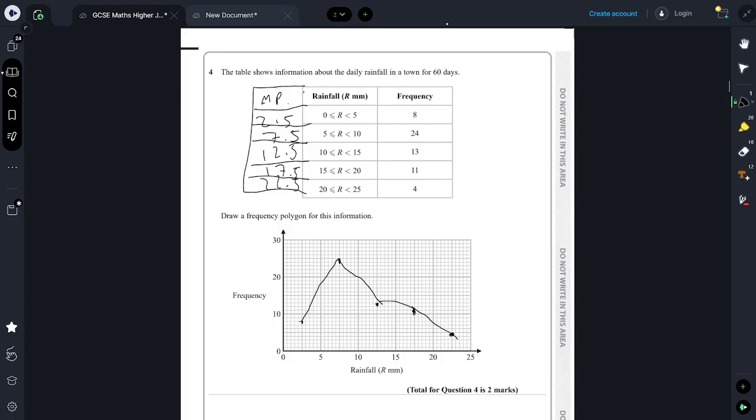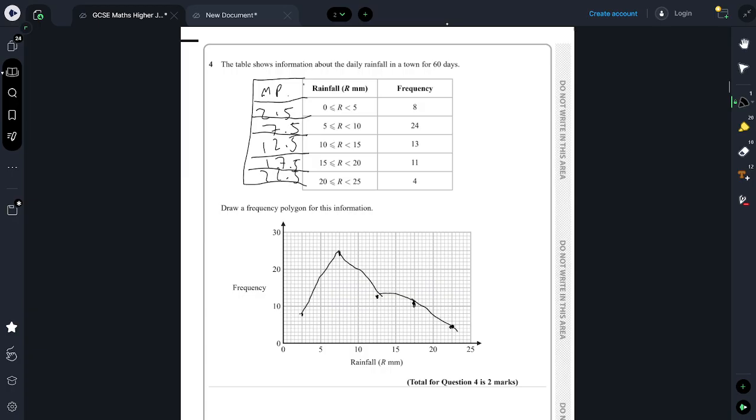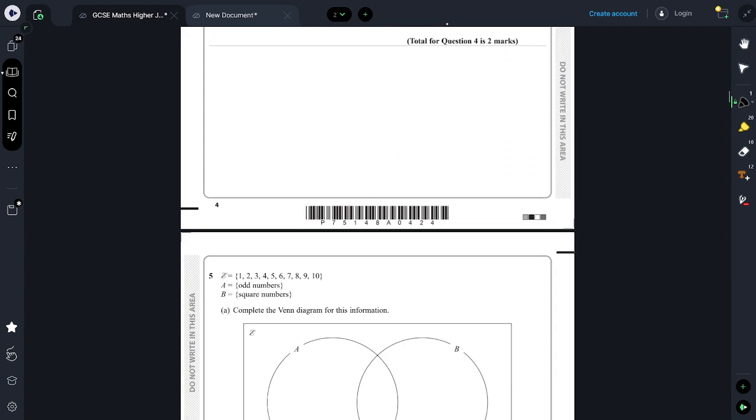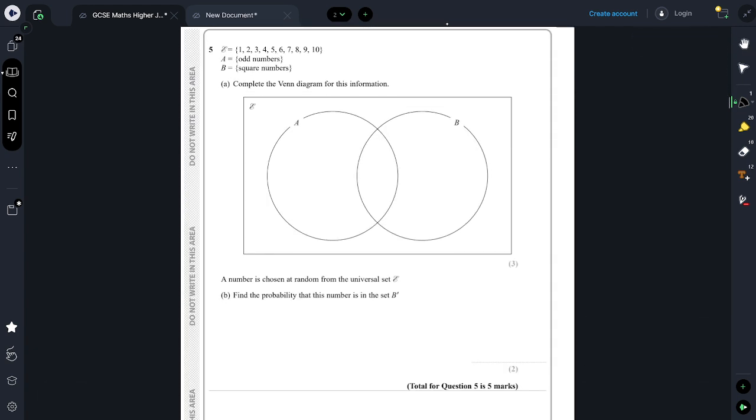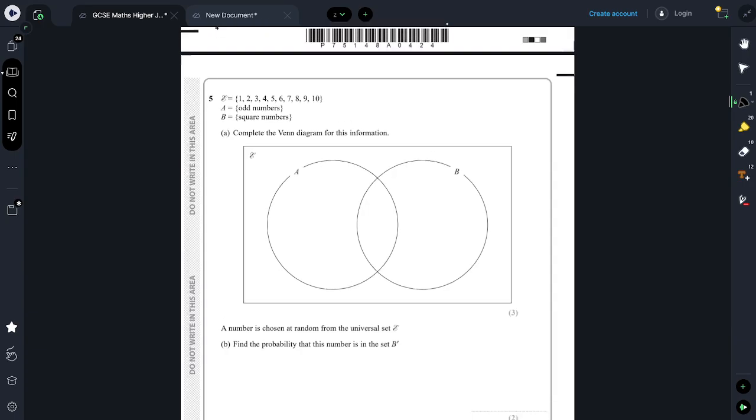That's a strategy. You just need to recognise this is what you need to do with frequency polygons, but it's easy marks. It really is. Once you learn polygons, it's fairly straightforward in my opinion. But there we go. Venn diagrams. I do like Venn diagrams. Here we go.